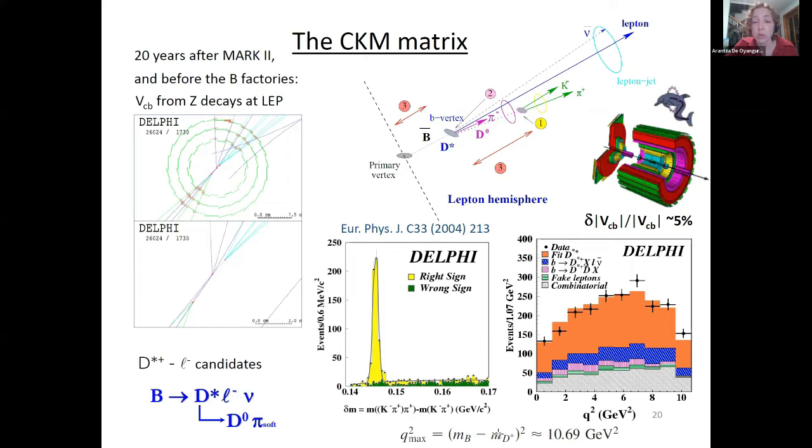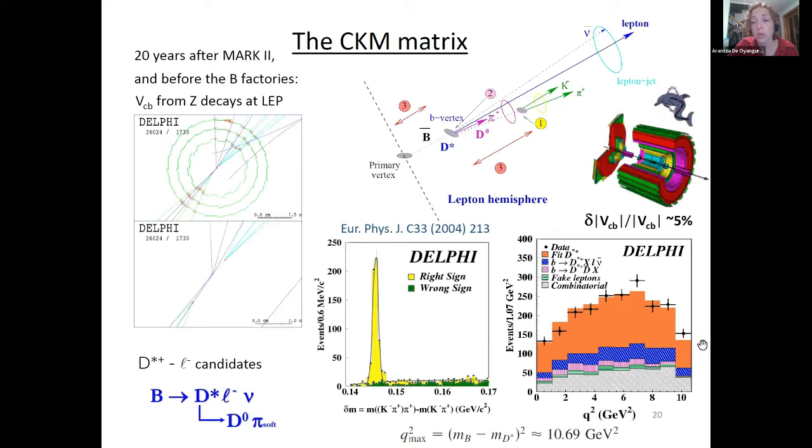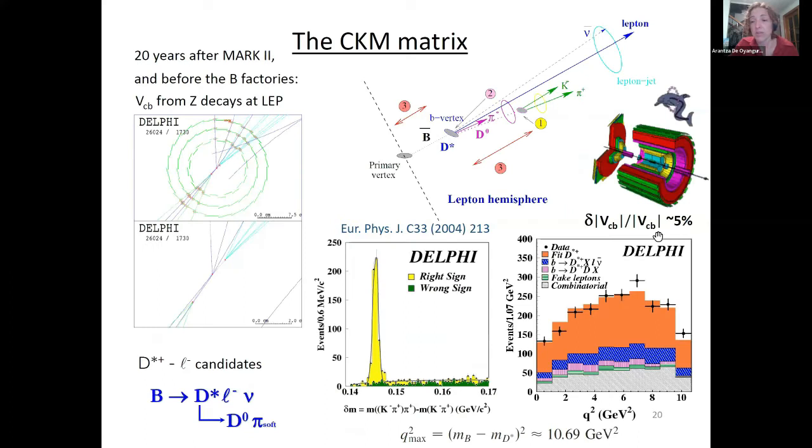At the end, because you have to extract this Vcb matrix element, you have to do it at a point of Q square which is the maximum Q square, because you know the form factor normalization at that point. So at the end, what you do is extract the Vcb matrix element from this point. So then you have to measure very precisely. At that time, the Vcb error was about 5%.